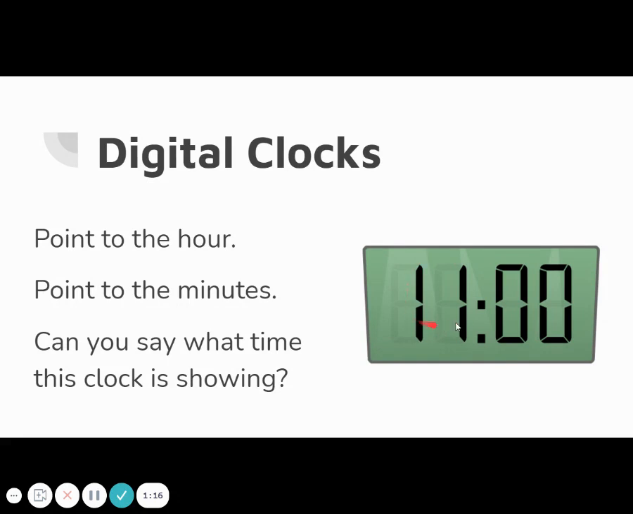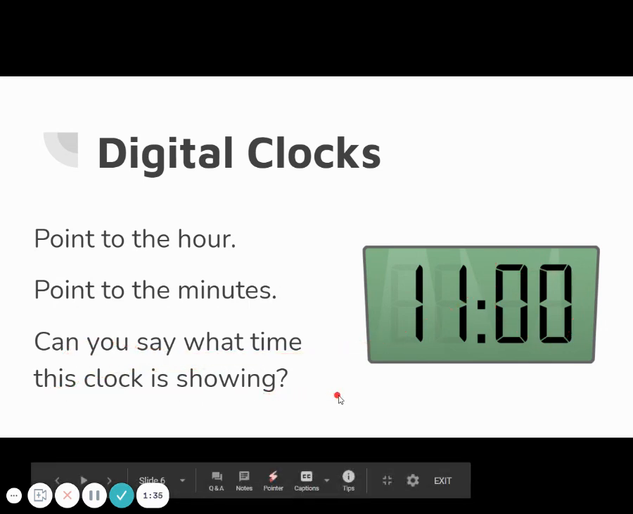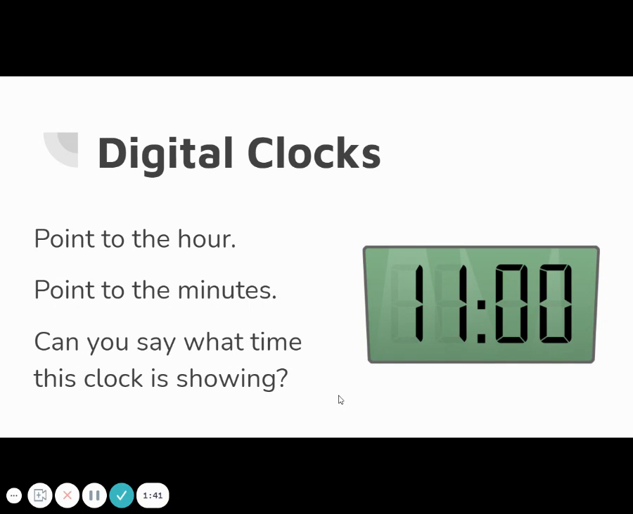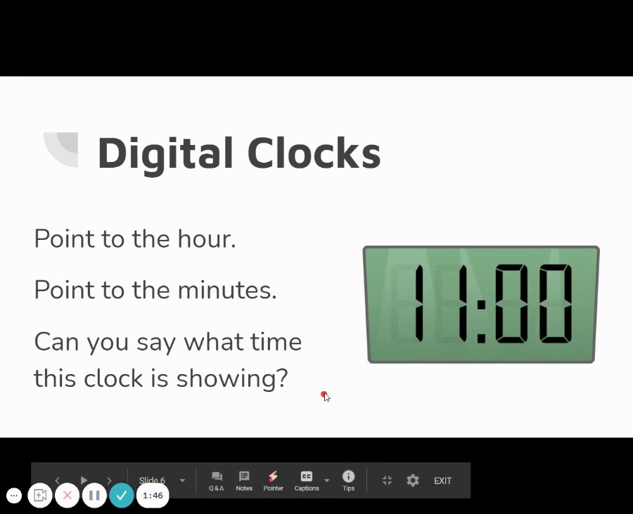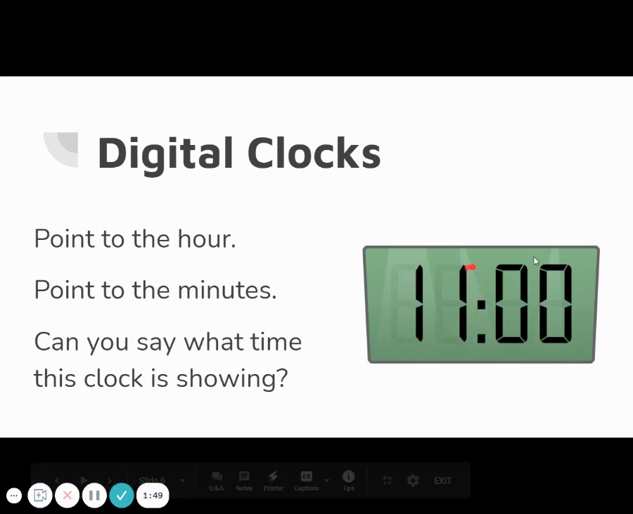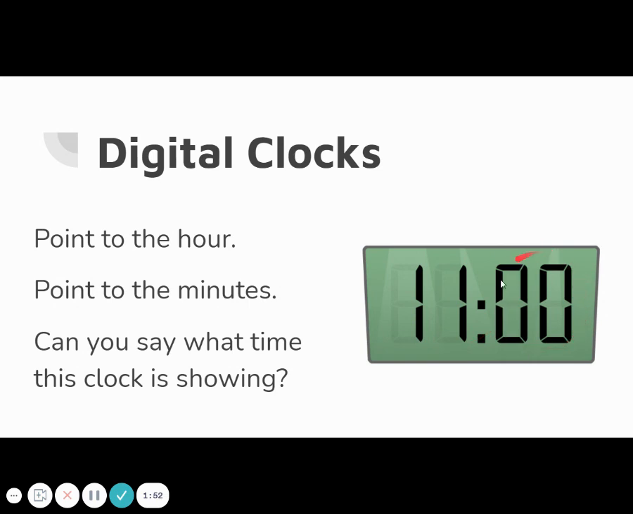If you're pointing at this first part, good job, excellent, that's our hour. Now I want you to point to the minutes. I'll give you 5 seconds to point on your screen. You should be pointing to these zeros. Good job. So can you say what time this clock is showing? I'll give you 5 seconds to answer before I tell you the answer. You should say it is 11 o'clock because the hour is 11 and there's no minutes. So when the minutes show 00, we say 11 o'clock.